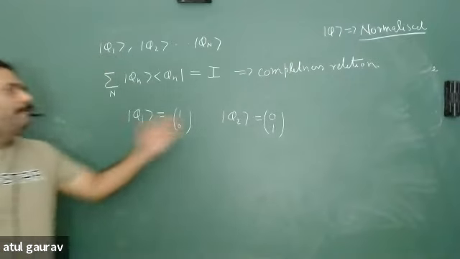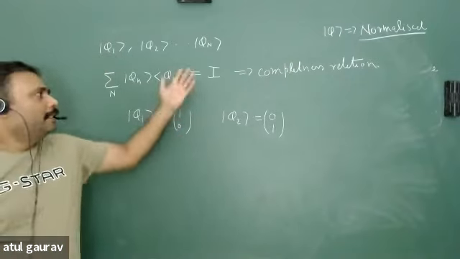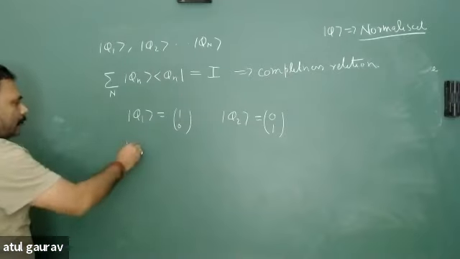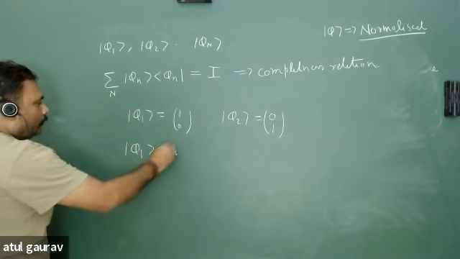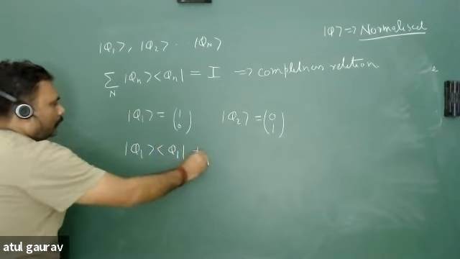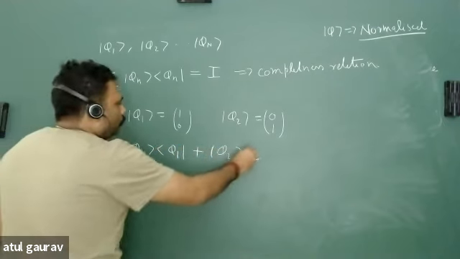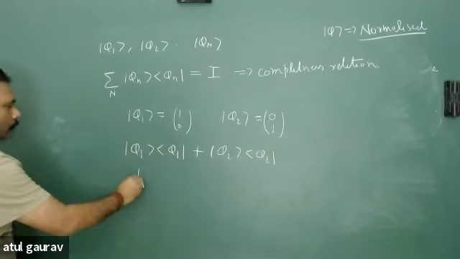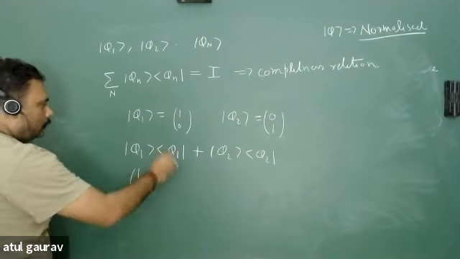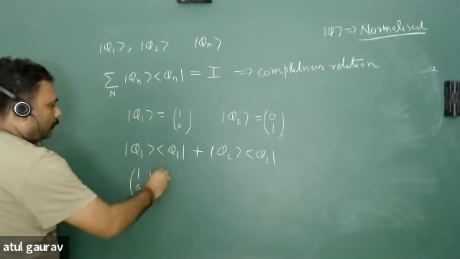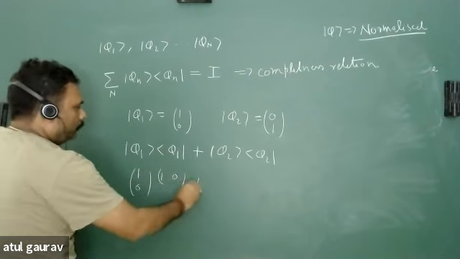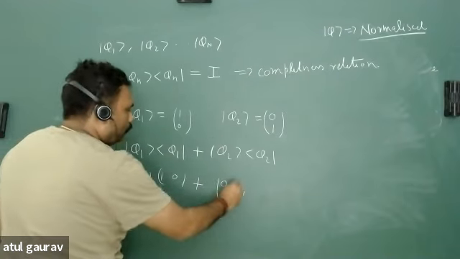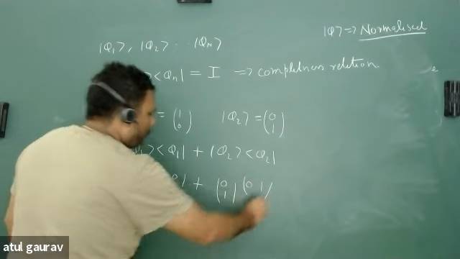We have to check whether they will satisfy this completeness relation or not. So what do I have to write? I have to write |phi 1><phi 1| plus |phi 2><phi 2|. And what is phi 1? Phi 1 is (1, 0), and the bra is (1 0). Plus phi 2 is (0, 1), and the bra is (0 1).